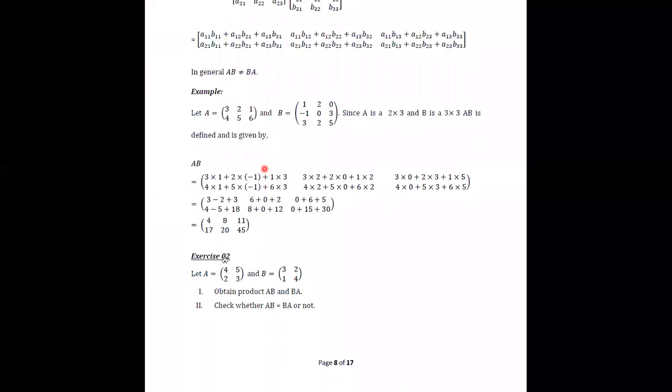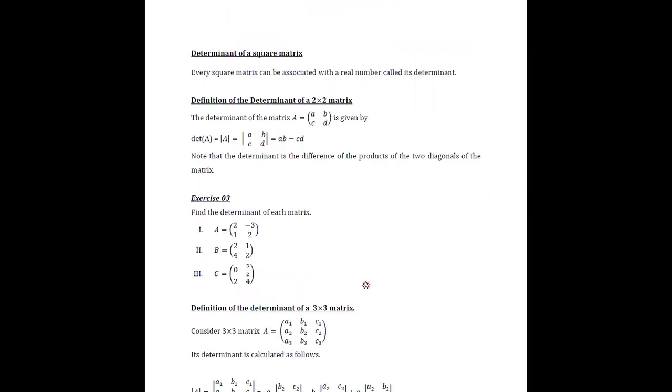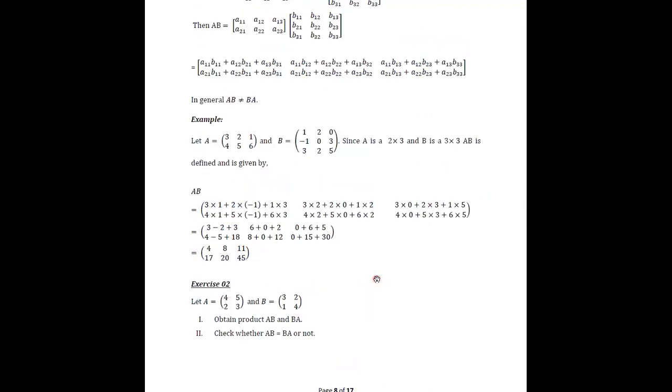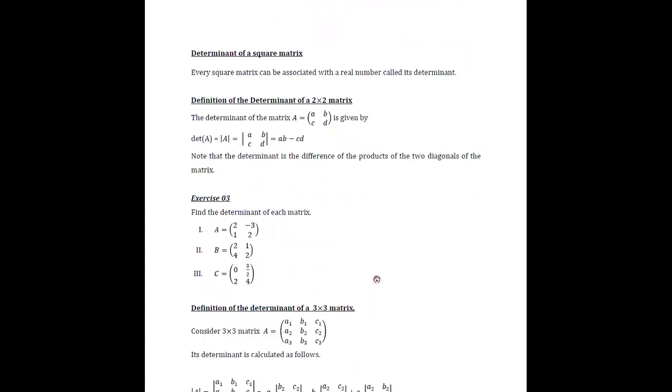This is an exercise that you can follow by yourselves. First, you are asked to obtain the matrix product AB and then the matrix product BA, and thereafter in the next part you are asked to check whether these two matrices are equal or not. That is all for matrix multiplication, and now I will move on to discuss the determinant of a square matrix.